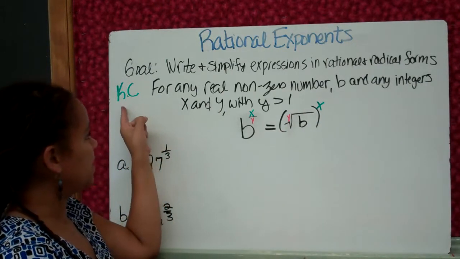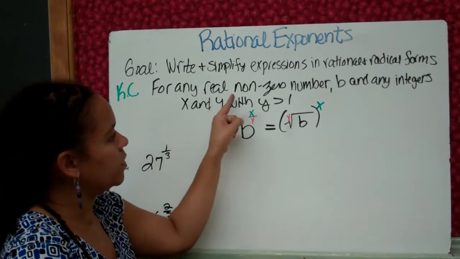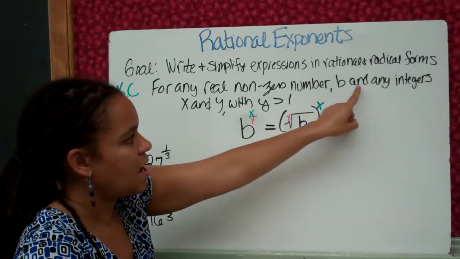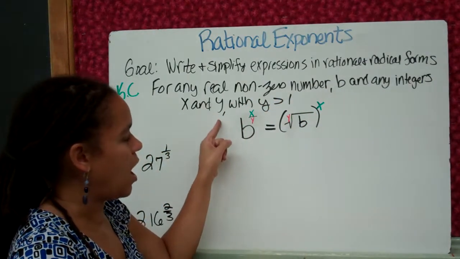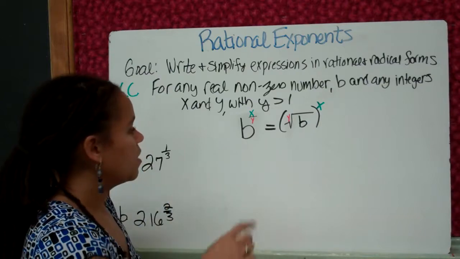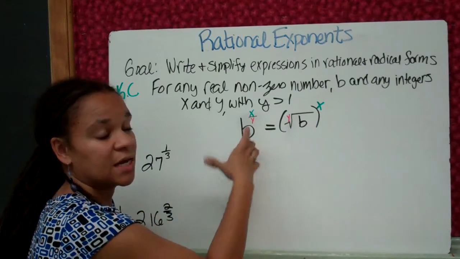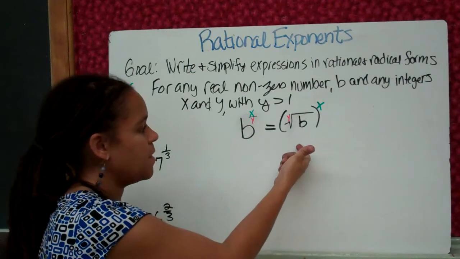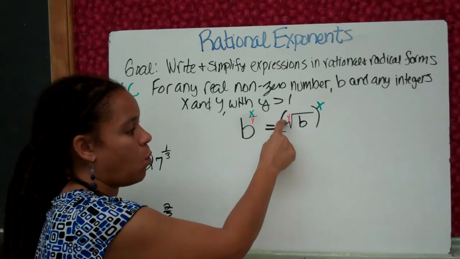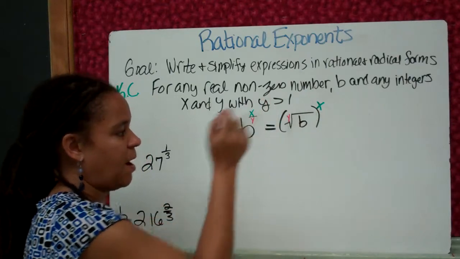So here's a key concept. For any real non-zero number b, and any integers x and y, where y is greater than 1, b to the x over y, so that's a rational exponent, can be written in radical form by writing it as the y root of b to the power of x.